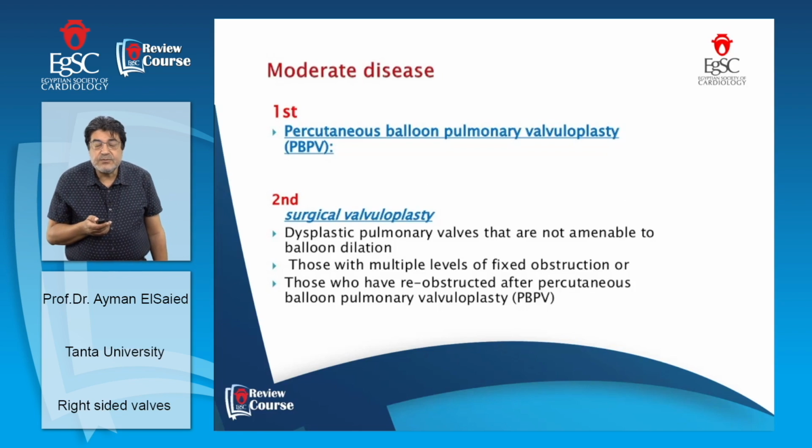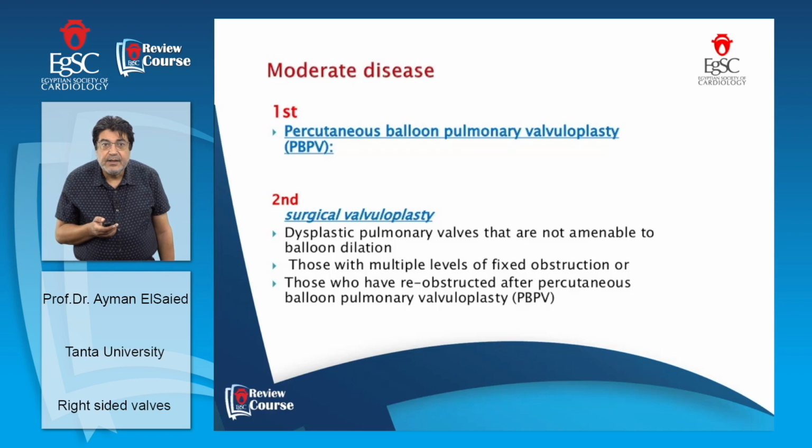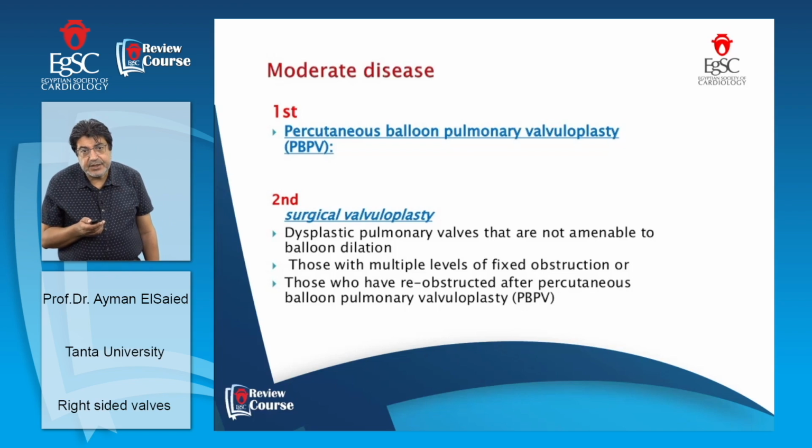In moderate cases, when the gradient is more than 50 mm mercury, this is an indication for percutaneous balloon pulmonary valvuloplasty. Surgical valvuloplasty is limited to cases where the valve is dysplastic, with post-stenotic narrowing rather than dilatation. This is an indication for surgical valvuloplasty.